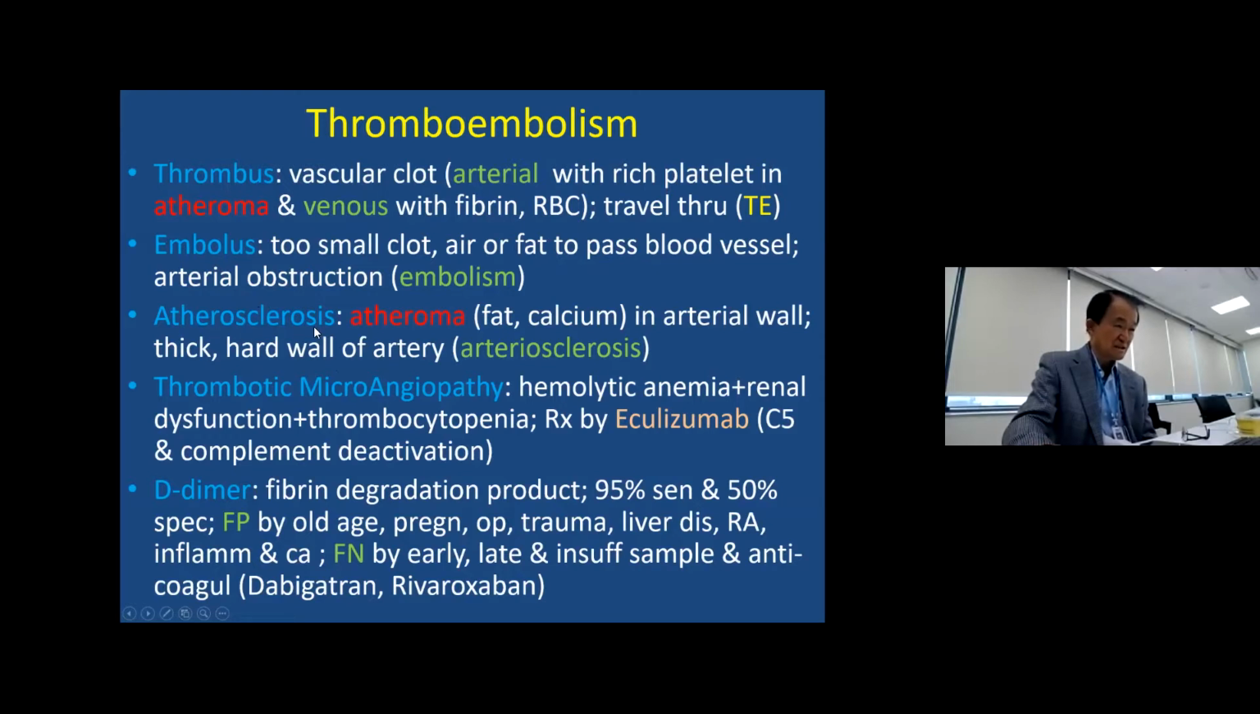Now, atherosclerosis is the forming of atheroma. Atheroma is a substance of fat, calcium, and cholesterol, particularly in the arterial wall. Therefore, the arterial wall becomes very thick and hard. That's called arteriosclerosis. So that's a common disease in almost any aging, elderly patient.